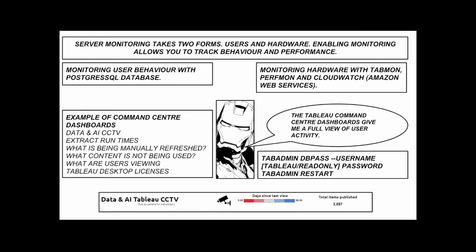I can set up alerts on these, and it can basically tell me if a CPU is running higher than 80% for more than a certain amount of time. There's also Tabmon, and Tabmon gives you a lot of performance information around what's going on in your machines as well. And I installed Tableau and published a dashboard to give me a quick view of server performance if anyone was complaining.